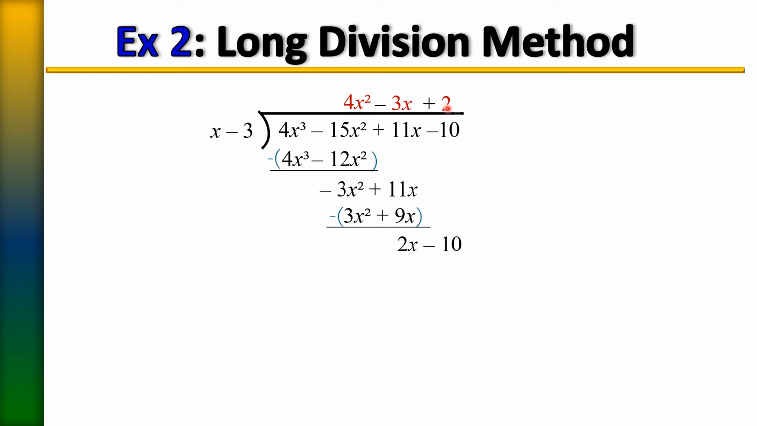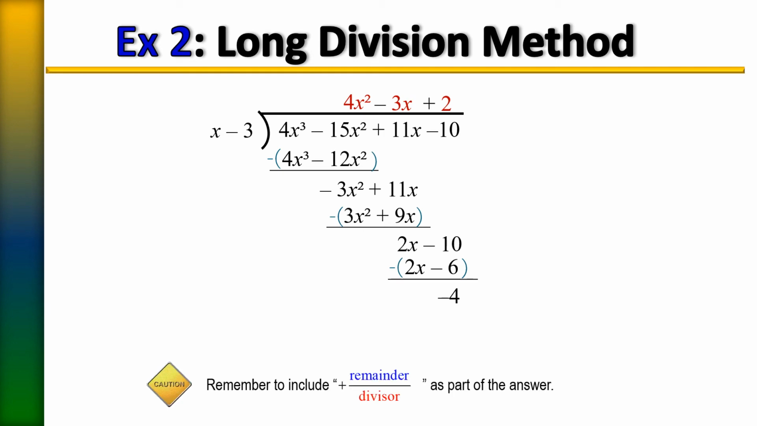2 times x, yes, it is 2x. 2 times negative 3 equals negative 6. Subtract, everyone becomes their opposite. We're going to bring down a negative 4. We don't have any numbers to bring down, so we are done. We have a remainder of negative 4.